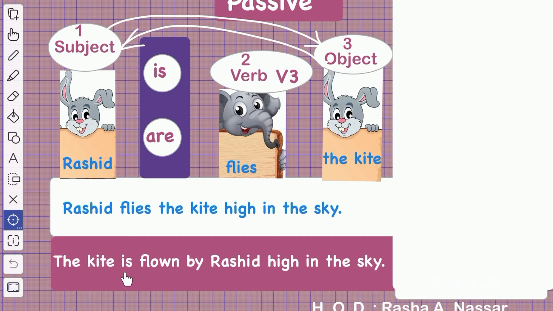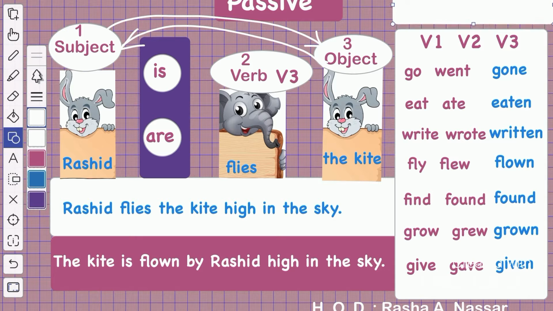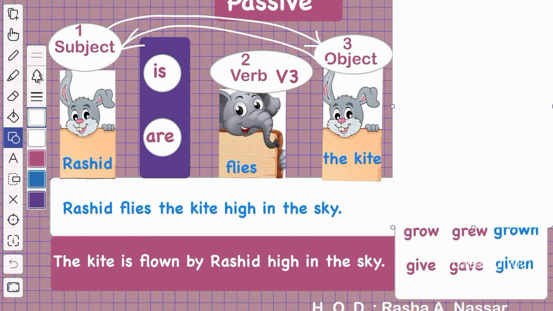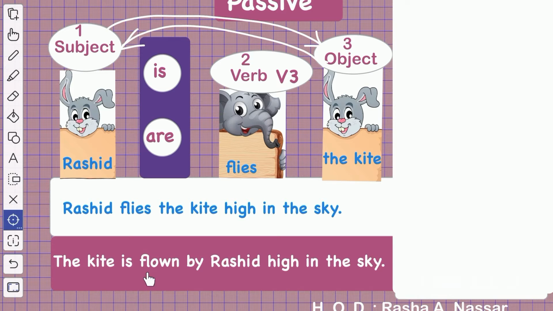So the kite is. Step number 3, we will write V3 of the verb. What is V3 of the verb? Let's see together. V3 of the verb fly is flown. This is V3 of the verb fly. So V3 of the verb fly is flown. So we will write flown. This is step number 3.